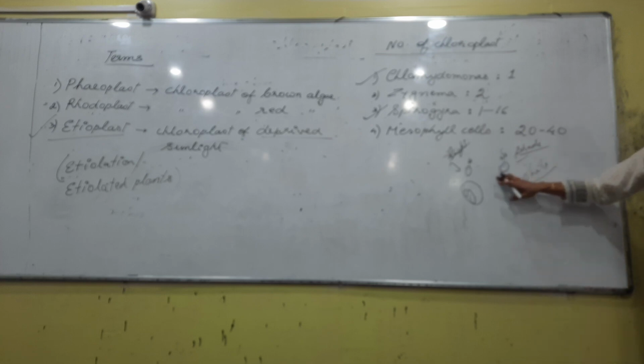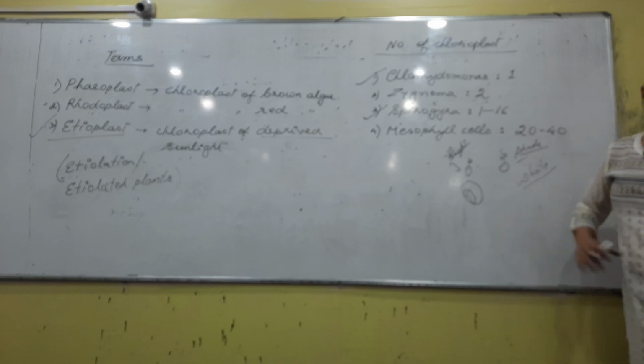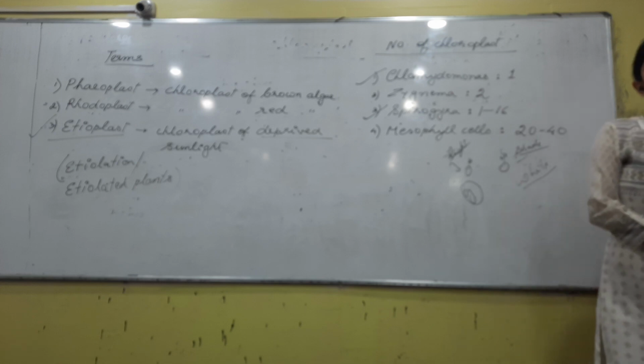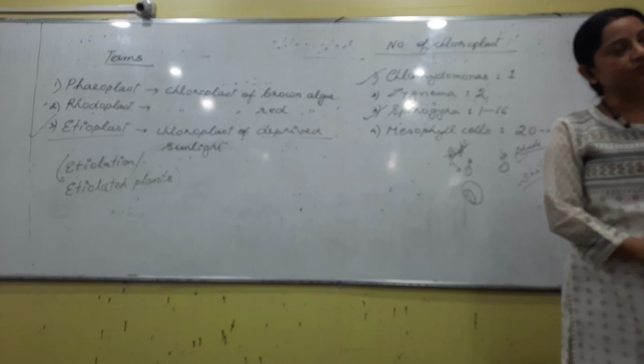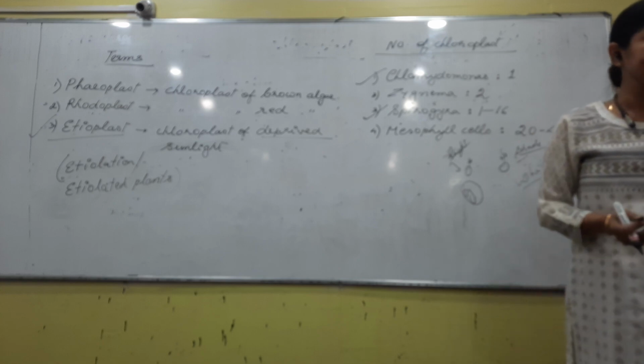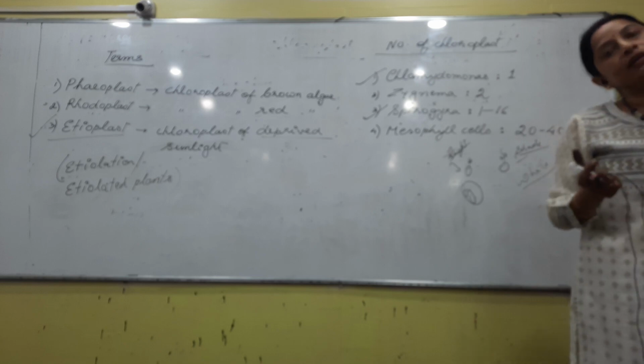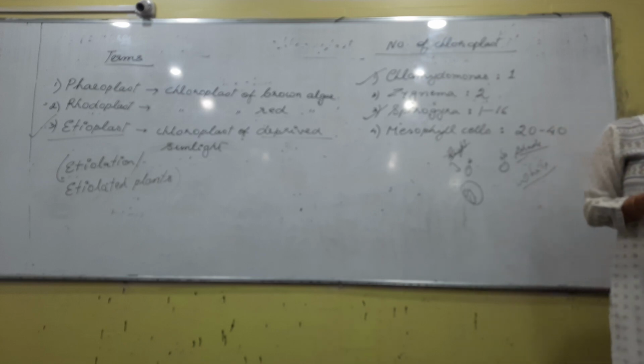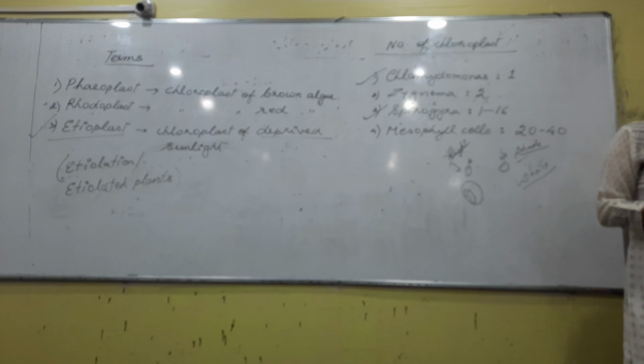So this condition is called etiolation, right? If you put an angiospermic seed and allow it to germinate, starting from germination, if you put it under shade condition, the morphological features, the pale color that you are going to see, that is called etiolation. Why did it become pale?